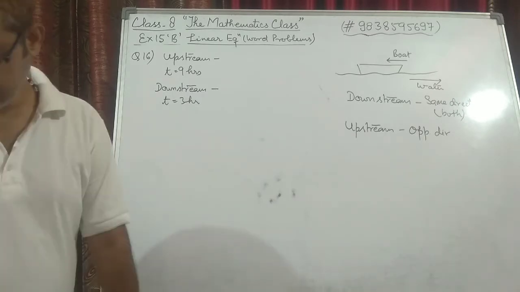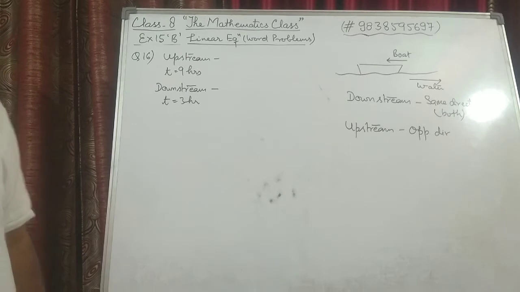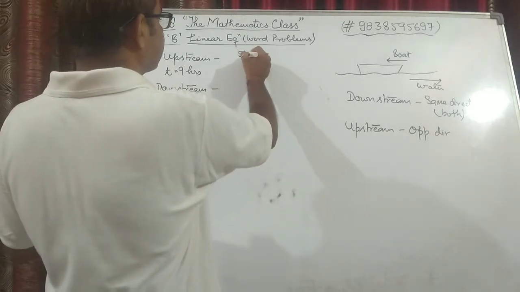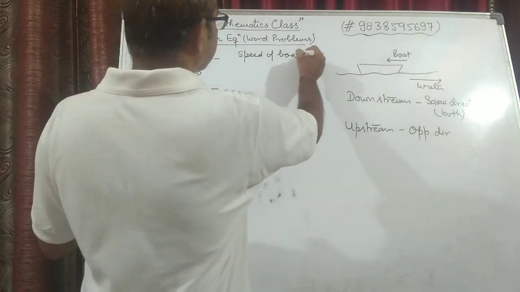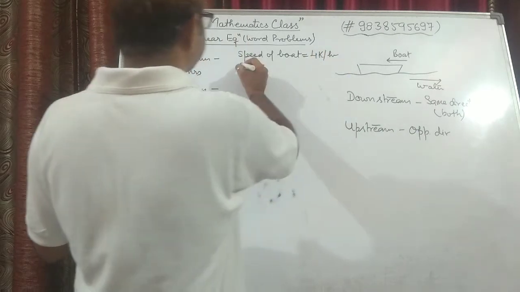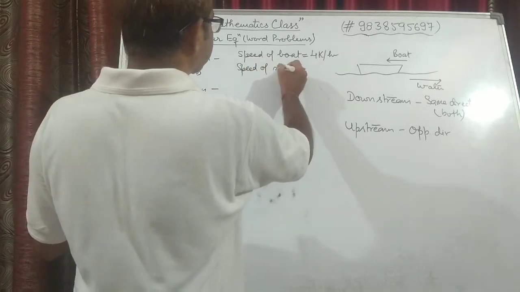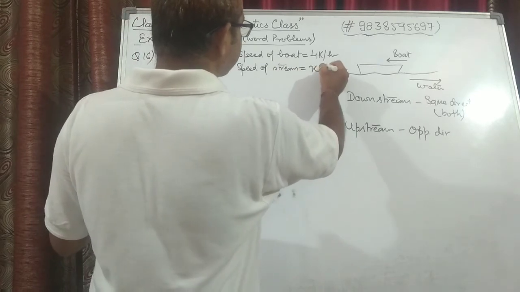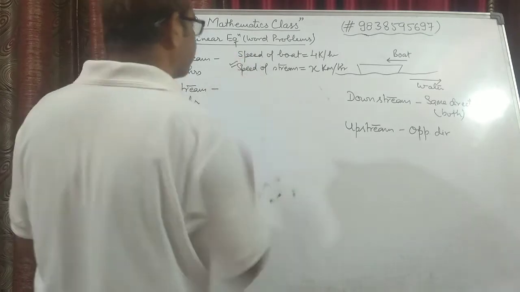Now, if the speed of the boat in still water is 4 kilometers per hour, it is given that the speed of the boat is 4 kilometers per hour. Find the speed of the stream. Now, let us assume that the speed of the stream is x kilometers per hour.